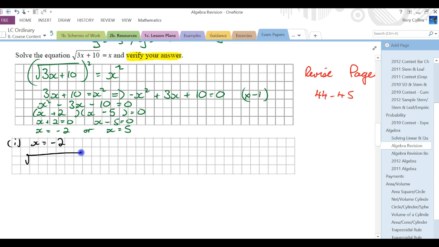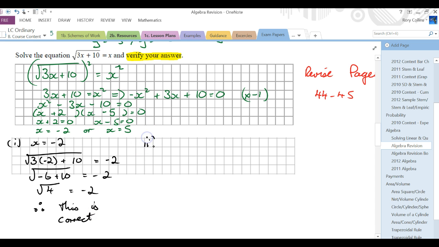This gives me the square root of 3 times minus 2 plus 10 equals minus 2. 3 times minus 2 is minus 6, plus 10 equals minus 2. Minus 6 add 10 gives the square root of 4 equals minus 2. The square root of 4 can be positive or negative 2, therefore this is correct.